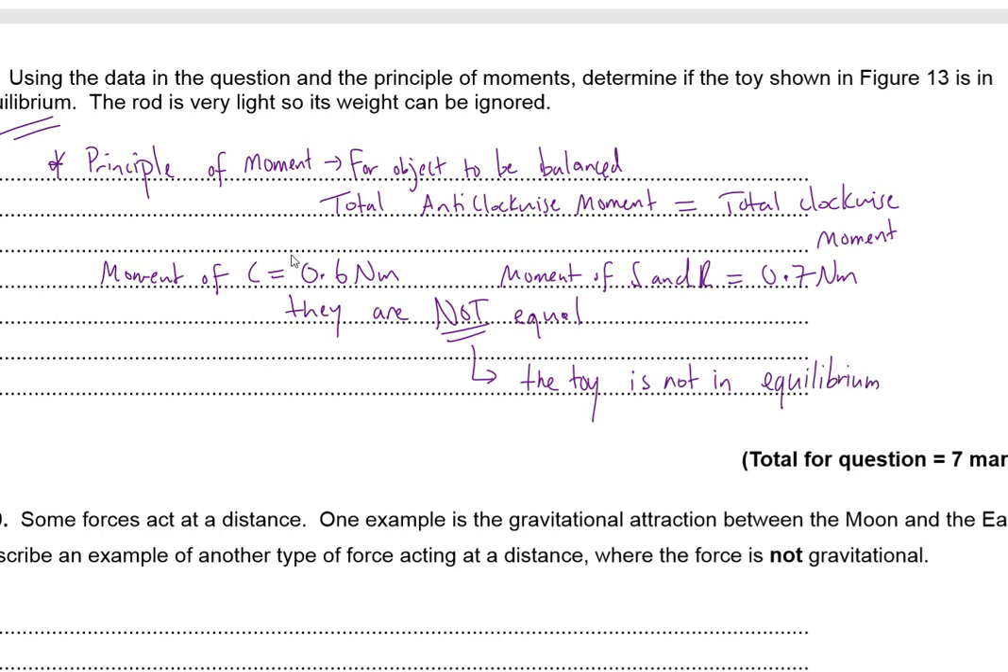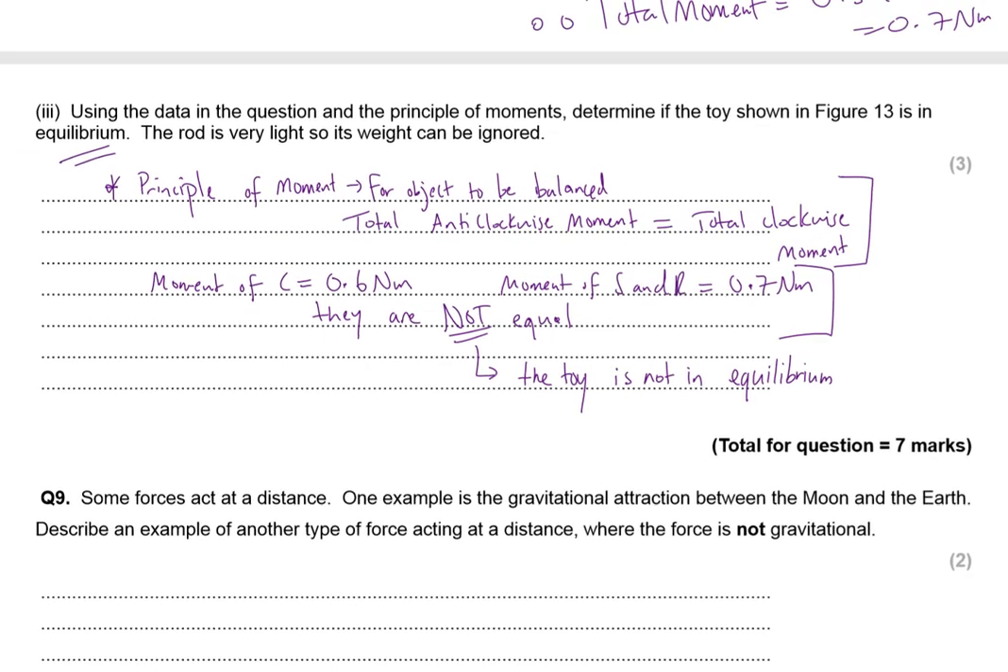Now, 3 marks. The first 2 marks you get if you mention this, and then if you mention this. This should be enough to get you your 2 marks. The last mark, this statement here, is only valid if you say the other statements. The last statement is only valid if you mention the other statements.